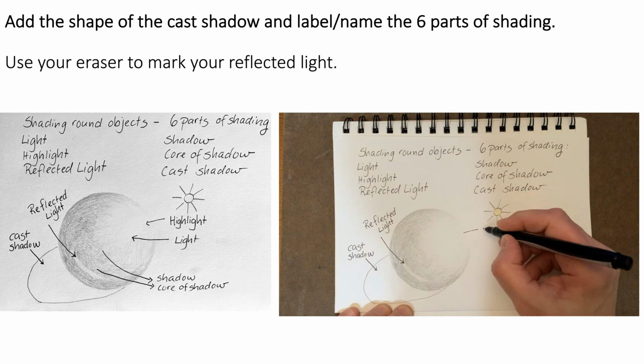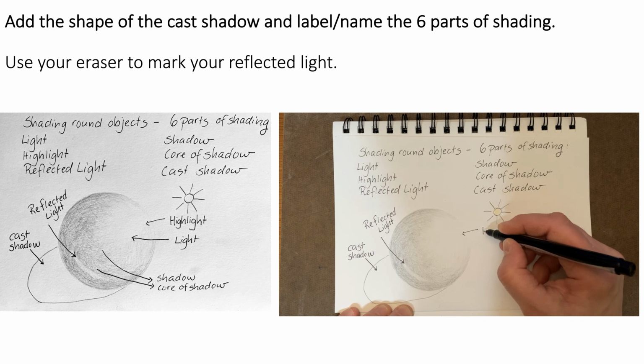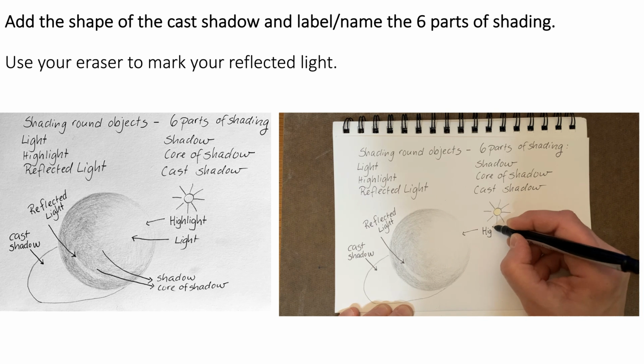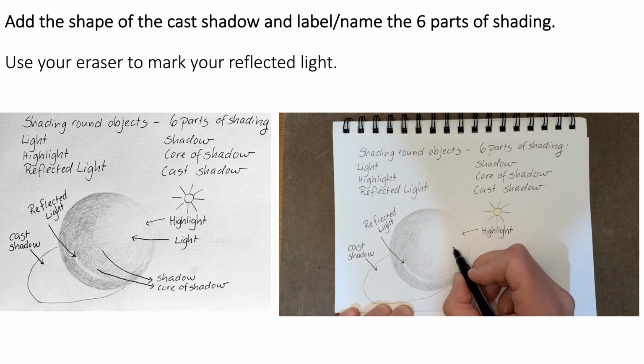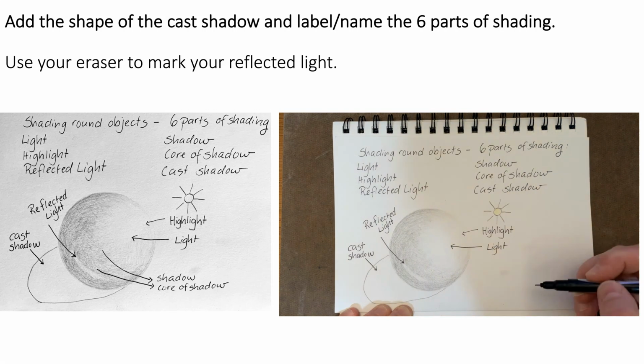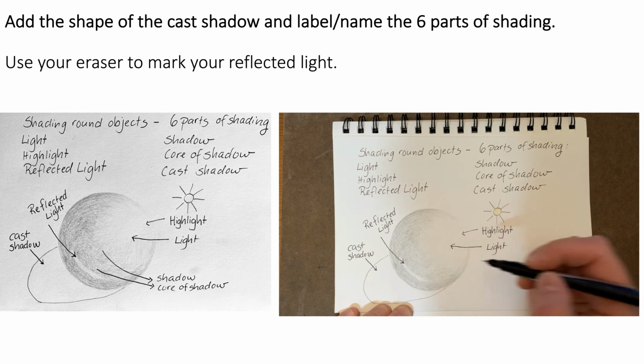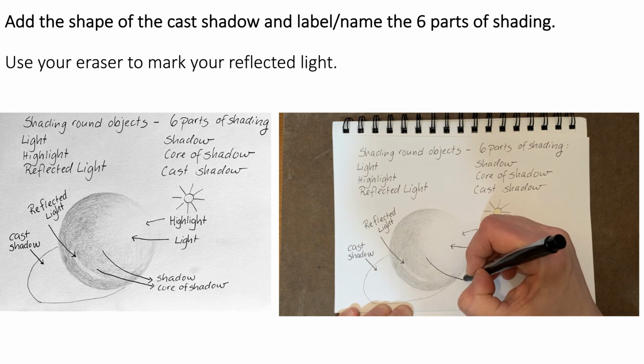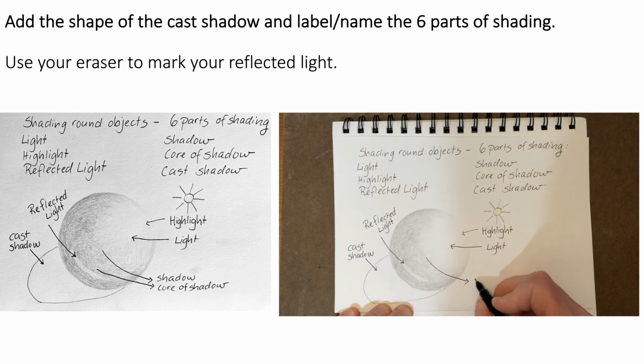The highlight is closest to your light source. If the highlight is not light enough, use your eraser to lighten the area of the highlight. So here with the light area, the shadow, and the darkest part of the shadow on the sphere, which is called the core of the shadow.